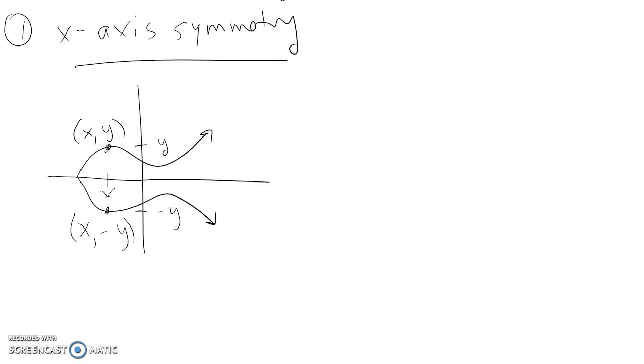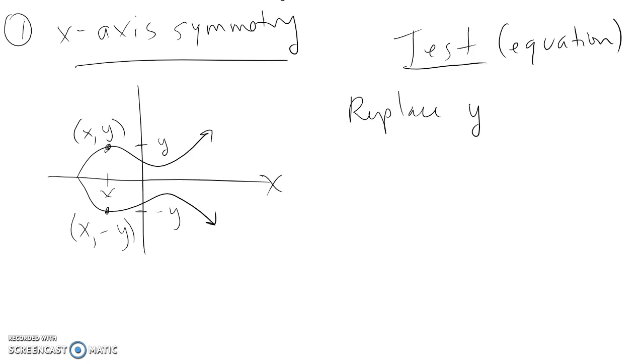Every type of symmetry has a test for it. A test that you do with the equation. To test an equation for symmetry with respect to the x-axis, you replace y with negative y, and then look to see if the equation changes. No change. If you have no change, then that means you have symmetry with respect to the x-axis.